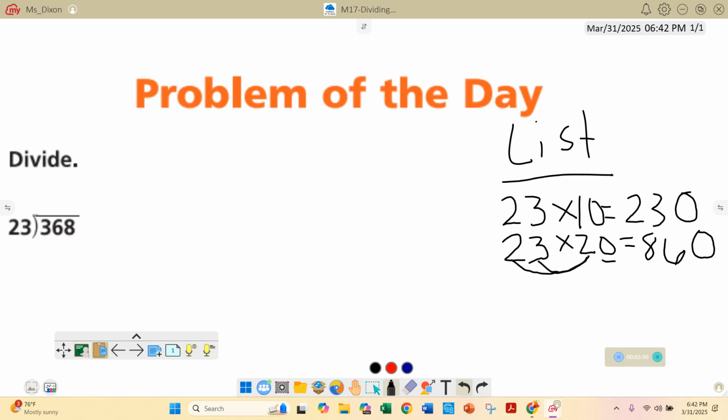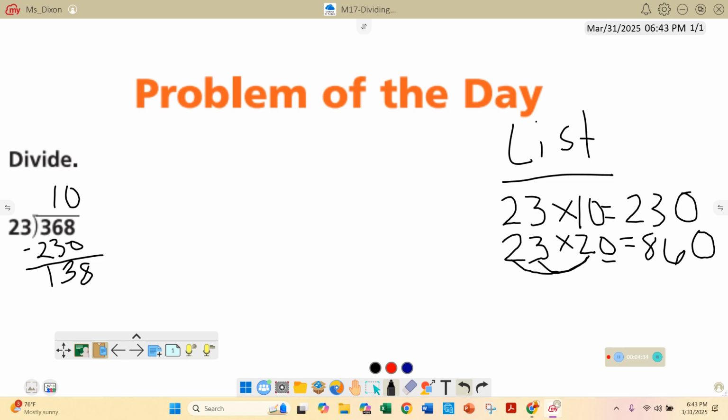All right, so we're going to start with our 10 groups. And I'm going to put my 10 up at the top instead of making my big 7. And you're going to see why we need to do that, especially starting today. All right, so 10 times 23 is 230. We're going to subtract that. 8 minus 0 is 8. 6 minus 3 is 3. 3 minus 2 is going to be 1. All right, can we stop?